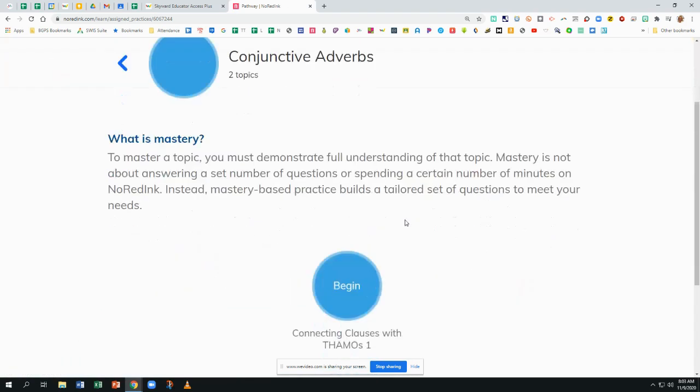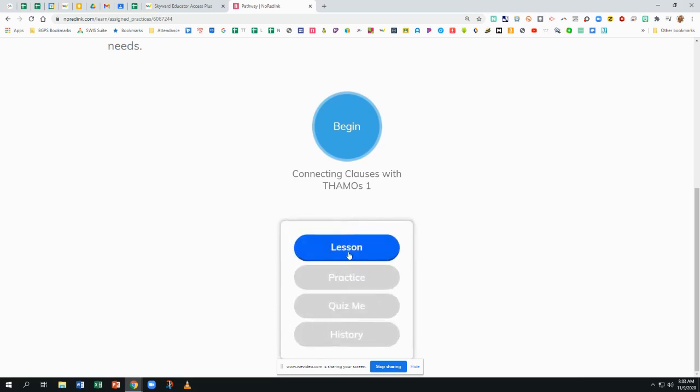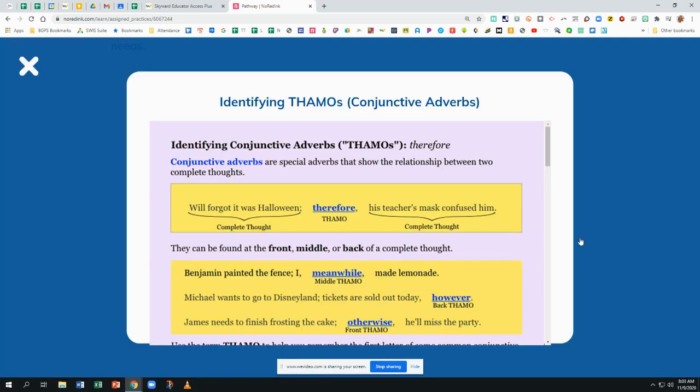And then you're going to see there's a begin. This is the first lesson, and then there is another lesson. So you have two in this case. Remember, when you finish this first one, you've got to go on to the second one. You're not done when you finish the first one, okay? Let's look at the lesson on this one first here. I like this lesson. I feel like it is very clear.